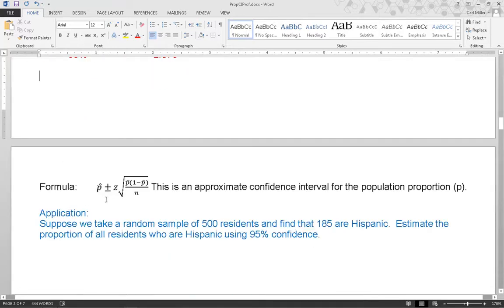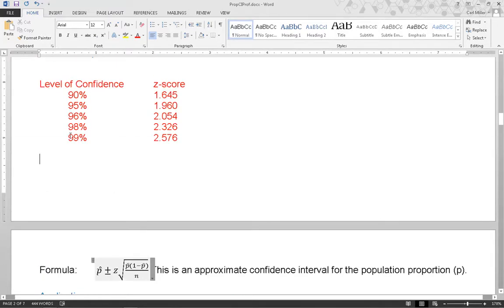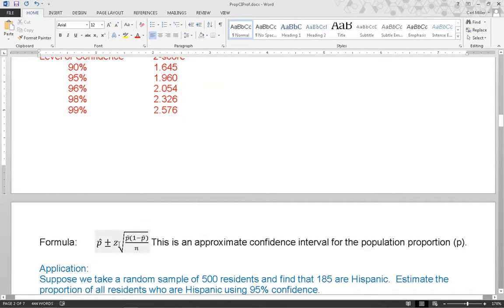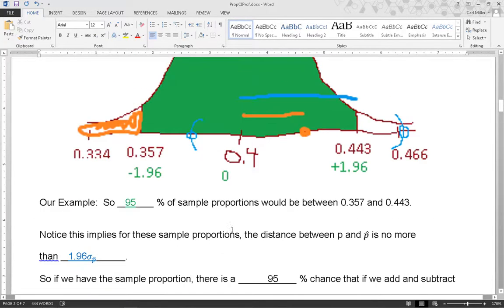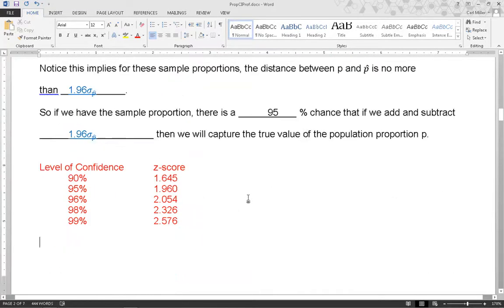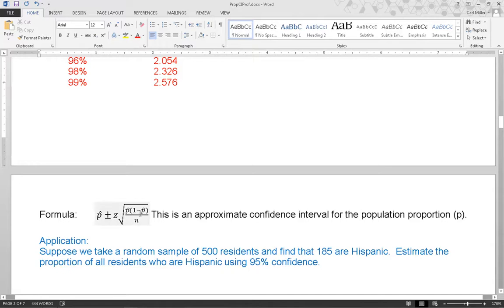Now the formula we're going to use is: start at the sample proportion P hat, add and subtract the z-score, which is going to depend on the level of confidence, times the square root of P hat times 1 minus P hat over n. Although we would like to use the true sigma sub P hat, which has the value of P in it, that's the unknown. So what we do is estimate it the best that we can by using the sample proportion in place. So this is an approximate confidence interval for the population proportion P.